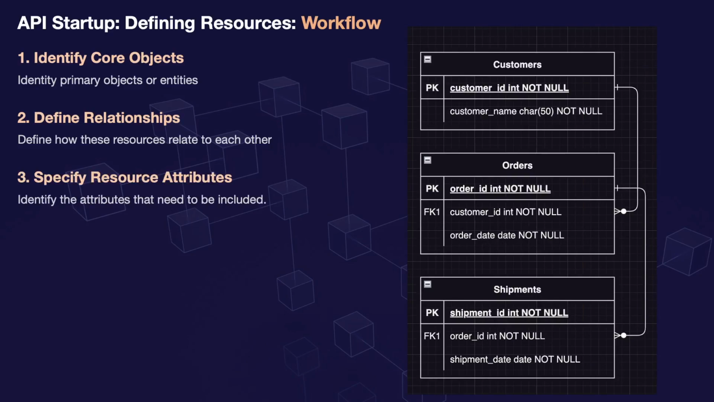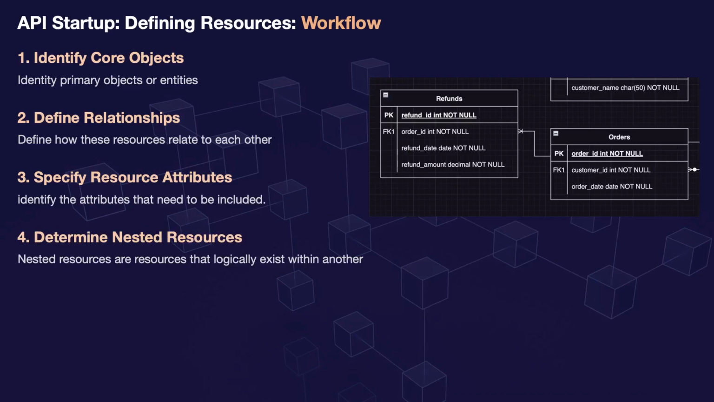For each resource, identify the attributes that need to be included. Determine nested resources. Determine if there are any nested resources. Nested resources are resources that logically exist within another resource. For example, an order might contain multiple order items.